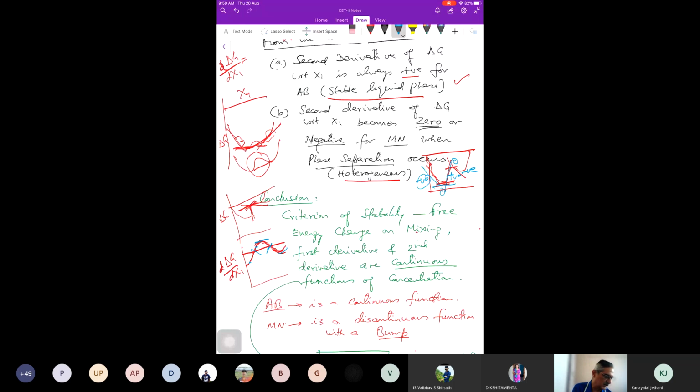So if I take the derivative of this at different points, what will happen is, if I plot d square delta G by dx1 square, this is positive, then zero will come, positive, then zero will come, then negative, then zero will come. So it keeps changing, right? Understood?